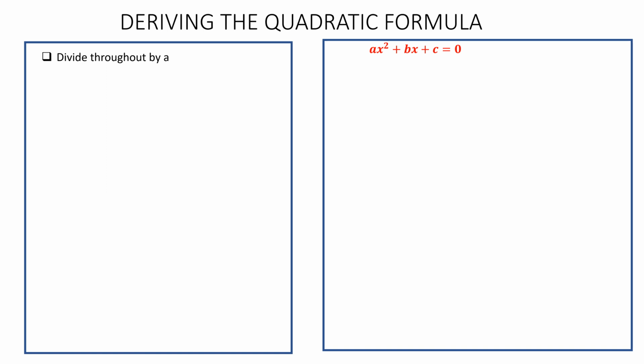So dividing by a throughout, you notice that the a in front of the quadratic term is reduced to 1. So we have x squared plus bx over a plus c over a, which is equal to 0 divided by a. We know that 0 divided by a will give you 0. So we want to move the constant, which is c over a, to the side by itself.